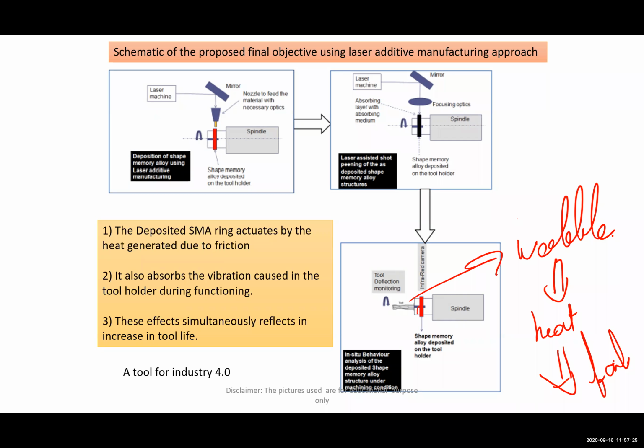In the meantime, from this shape memorized ring, you have an infrared camera which is available, which will sense the actuation behavior and give a signal to your IoT module or to your manager. So this is the idea.